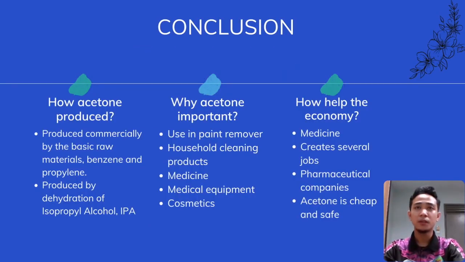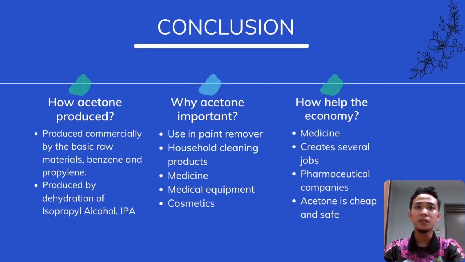As a conclusion, firstly I will talk about how acetone is produced. Acetone is produced commercially from the basic raw materials benzene and propylene. The compound formula is CH3)2CO. This means 3 carbon atoms are combined with 1 atom of oxygen and 6 atoms of hydrogen. In our case, acetone is produced by dehydration of isopropyl alcohol (IPA) at a certain temperature. To make it cheap and safe, the leftover IPA is fed back to the IPA column as feed.